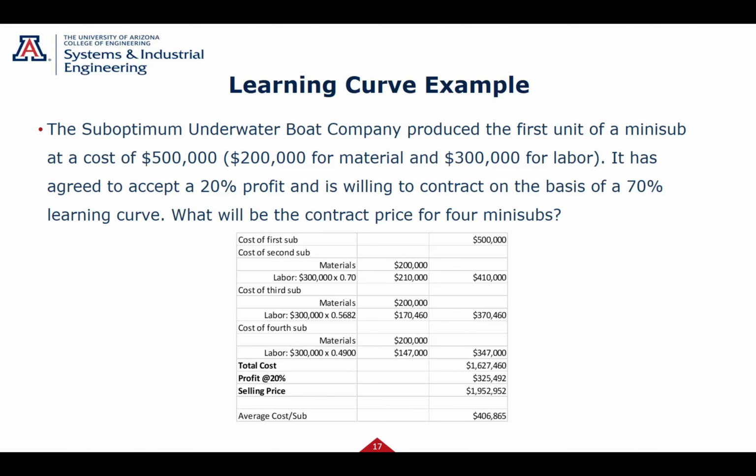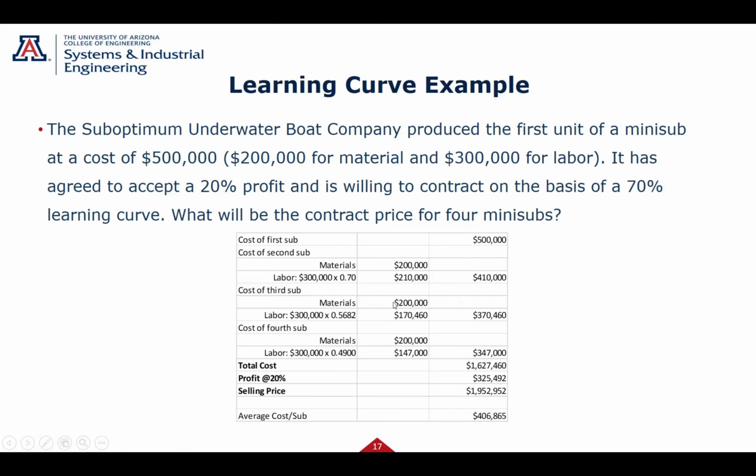Boss comes and says, how much is it going to cost for 4 mini subs? You have to put together that bid. He wants a high-level bid. $500,000 for the first one. Second one, it's $200,000 material, labor $300,000, but I've got a 70% learning curve, so 0.7 times that, $210,000 now for labor, so it's $410,000 for the second unit. So the first unit $500, second one's $410.